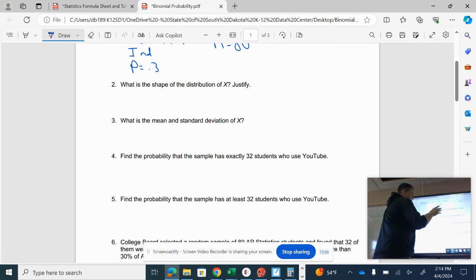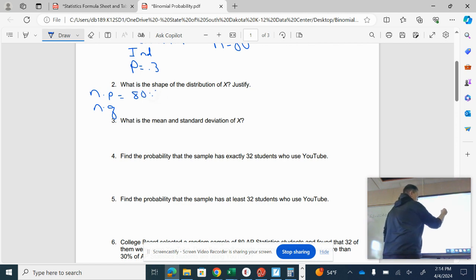What is the shape of the distribution? Okay, now this one, I didn't put this down in the other part, but if you take n times p and n times 1 minus p, sometimes we call that q, 80 times 0.3 is 24. That is at least 10 successes. 80 times 0.7 is 56. That's at least 10.